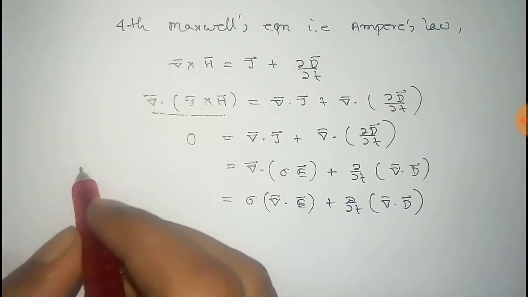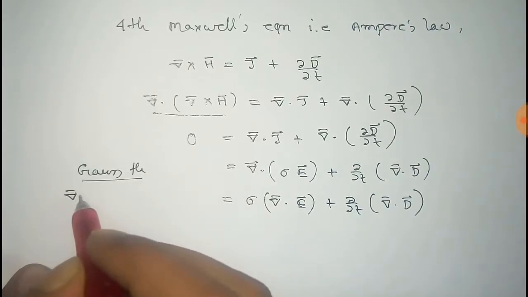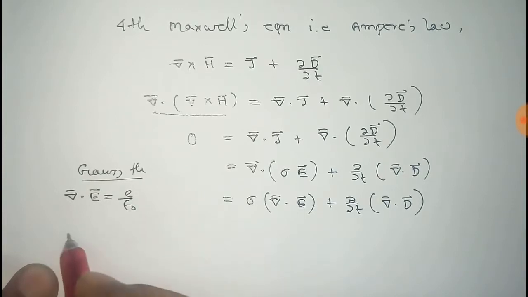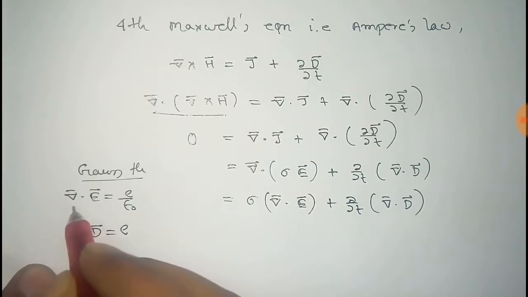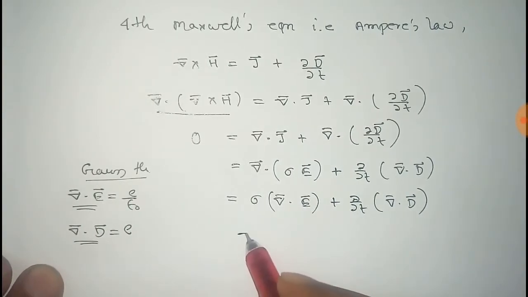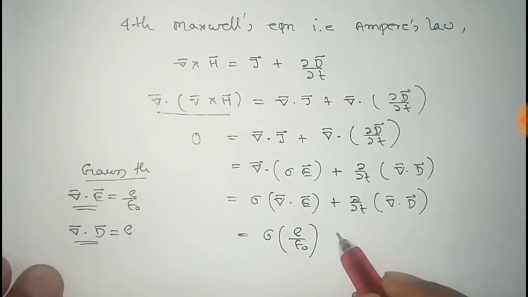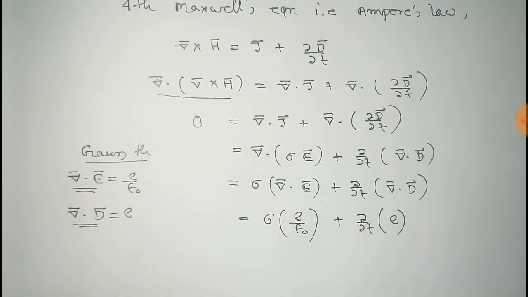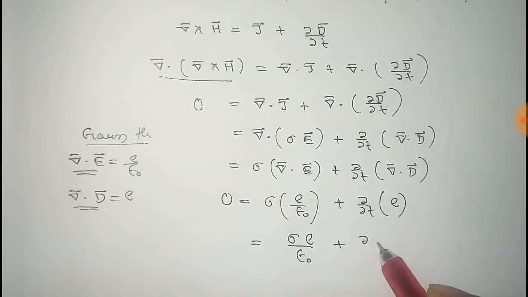Now here we use Gauss's theorem: divergence of E is denoted by rho by epsilon naught, and divergence of D equals rho. So you put these values in, and you get sigma into divergence of E, that is rho by epsilon naught, plus del by del t of divergence of D, that is rho, and that equals 0. From this, sigma rho by epsilon naught plus del rho by del t equals 0.